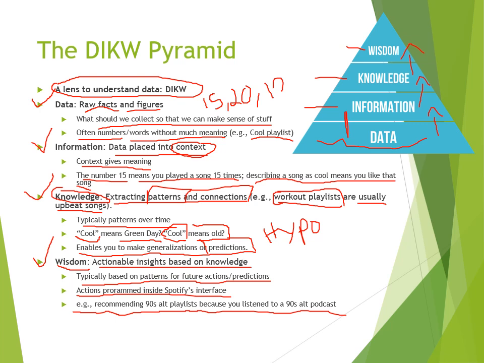So, if you place the people who listen to that, give that meaning, you build knowledge from that and say the people that listen to this typically listen to these types of bands, and then you take action on that and actually start recommending more 90s alternative playlists because you made that prediction and hypothesis. And that would give you wisdom over that specific type of thing, of people that listen to 90s alternative podcasts, to make that prediction.